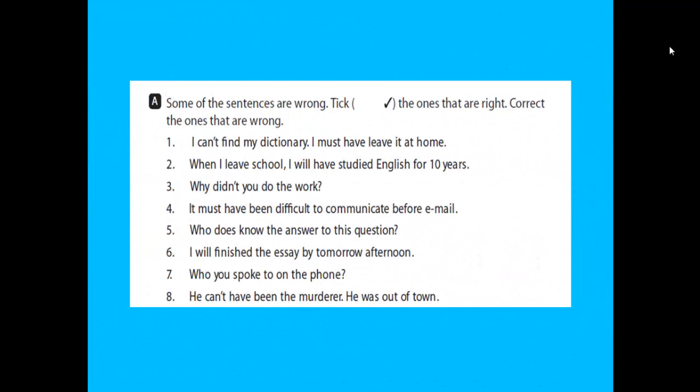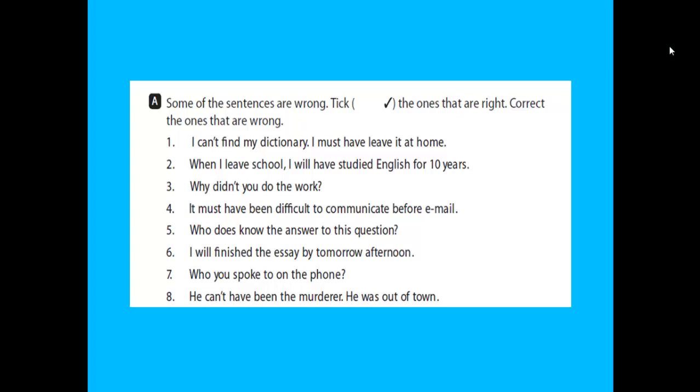Let's do practice number A on workbook page number 54. Some of the sentences are wrong. Tick the ones that are right and then correct the ones that are wrong. So let's read the sentences. We have 8 sentences. Number 1, I can't find my dictionary. I must have leave it at home.